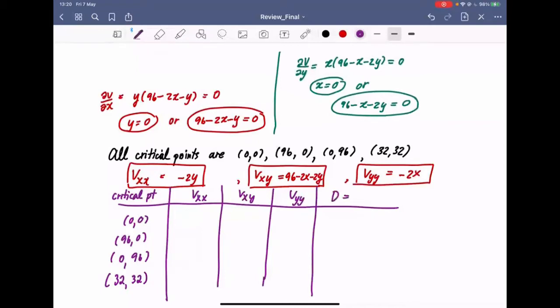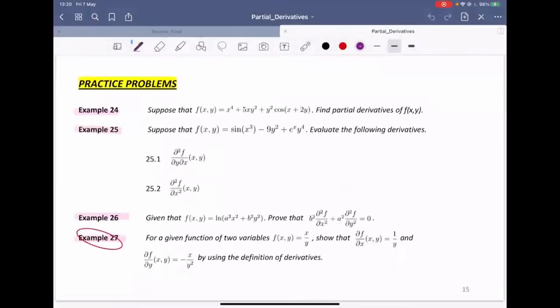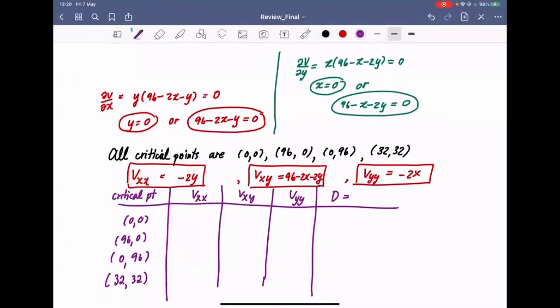This is vxx times vyy minus vxy squared. Remember what you did in class, but in class I just used f, right? fxx fyy, and then minus fxy squared. Okay, and then after that we're going to compute this thing first. Okay, it's a long way to go.